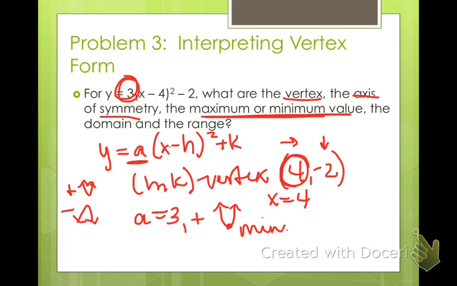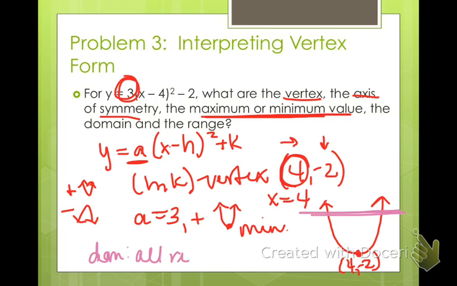So it's going to be a minimum value. And the domain and range, that's just any values or any restrictions that are given for your graph. So here we have 4, negative 2 as our vertex. Do we have any restrictions on what our x values can be? Remember, x values are our horizontal values, so from left and right. Will this graph continue to go forever and ever in directions left and right? Yes, so our domain is all real numbers.